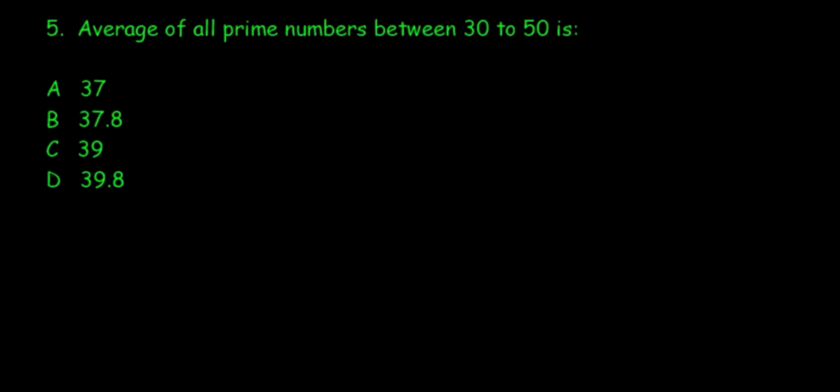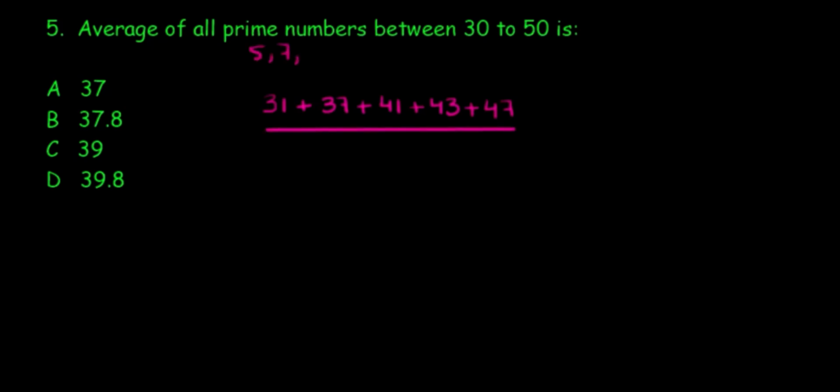Next question, the average of all prime numbers between 30 to 50 is. Now, the average of all prime numbers, so we first need to work out the prime numbers. 30, 31, 32, 33, 34, 35, 36, 37, 38, 39, 40, 41, 42, 43, 44, 45, 46, 47, 48, 49. So remember, the prime numbers are numbers like 5, 7, not 9, because 3 times 3 gives you 9, 11. So numbers that have two factors, one and itself, they can't be broken down into anything else. That's 1, 2, 3, 4, 5 of them, right?